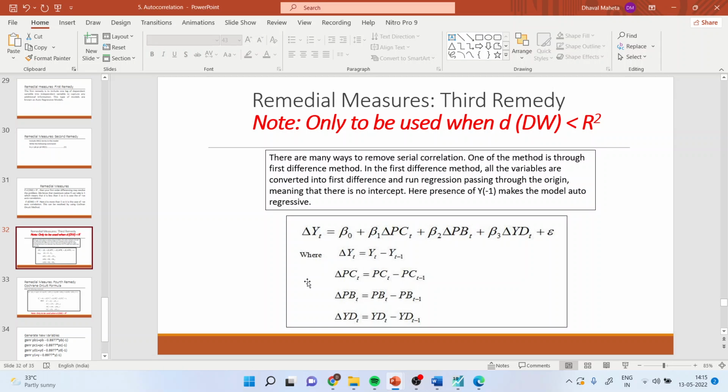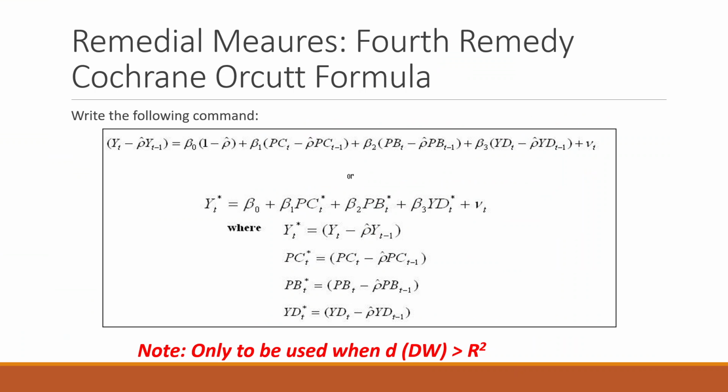Now comes the fourth remedy. What to do if my Durbin-Watson is greater than R squared? In such a scenario, we take the difference with the intercept and rho, whatever our Durbin-Watson is. So yt minus rho yt minus 1, b0 times 1 minus rho. Similarly, all the series are taken, that is, a difference is taken: yt minus rho yt minus 1, pct minus rho pct minus 1. So the series is generated on this basis, and then we will run the regression.